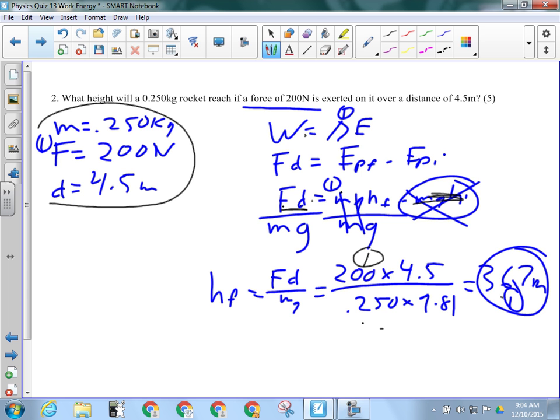Those 2 questions were on a unit exam about 4 years ago. That's where I took them from. A unit exam I don't use anymore. Give you an idea of how hard the work energy theorem questions on the unit exam will be. They'll be just like that.